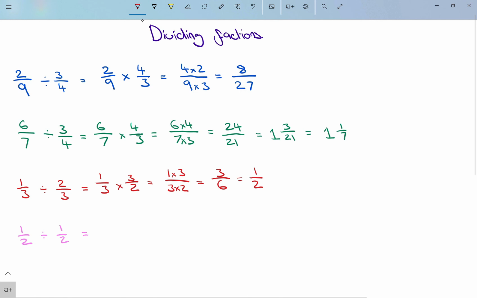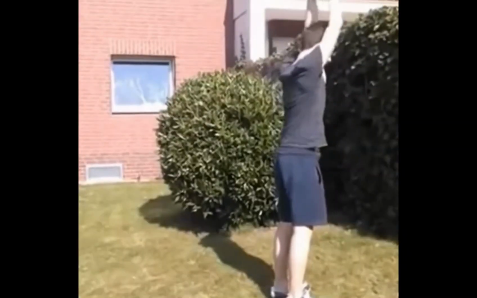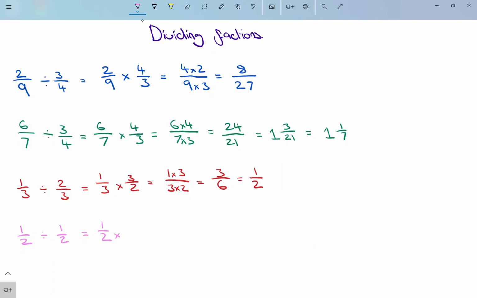Now our last one down the bottom is a special case, but we can still do it. So 1/2 times 2 over 1 equals 1 times 2 over 2 times 1, which equals 2 over 2, which equals 1.